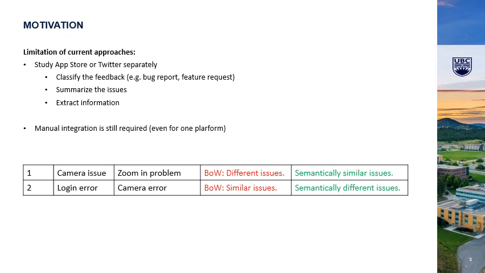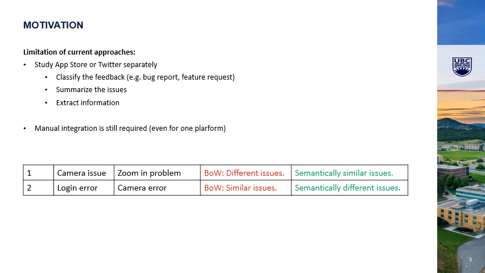So our goal here is to show a way, and also show the motivation behind this, that manual integration is still required even for one platform for app developers. Therefore, we basically want to show that semantic similarity is important, and also how to reach that goal.